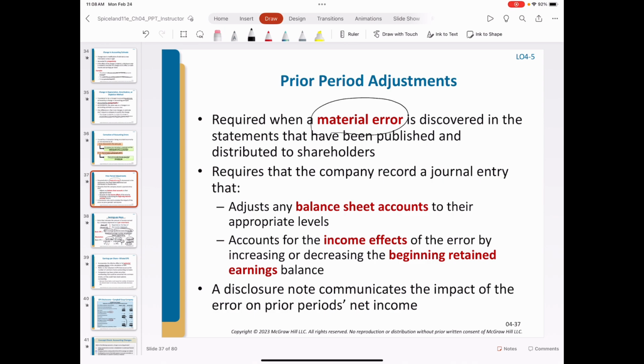If the error is material, accounting standards require the company to record a journal entry that adjusts any balance accounts to their appropriate level. So we should make adjustment to the balance sheet or the accounting equation, while the impact on the income statement from the error will be adjusted to the beginning balance of retained earnings of the year when the errors were discovered. In addition, the company should disclose this adjustment in the notes.